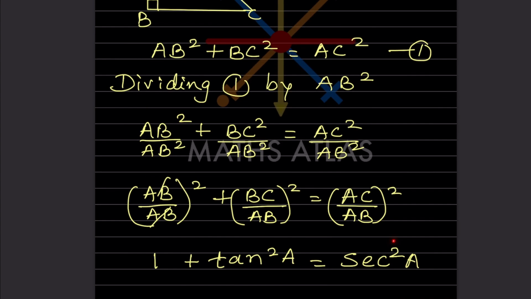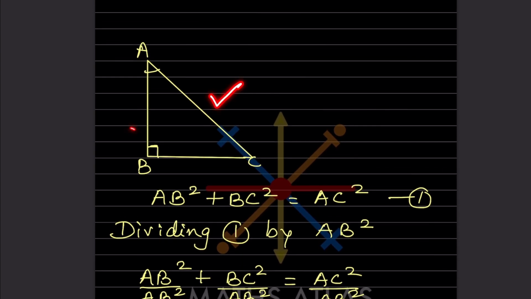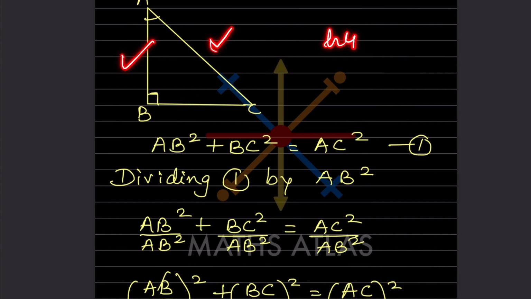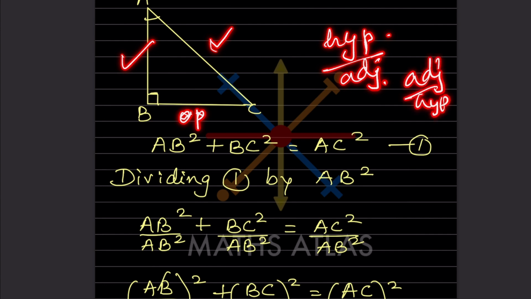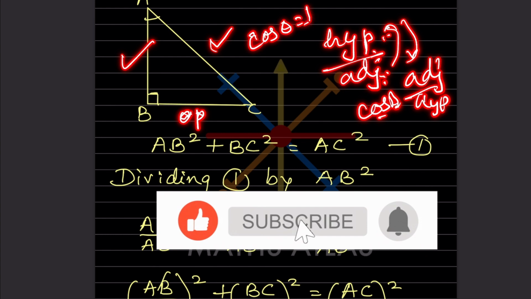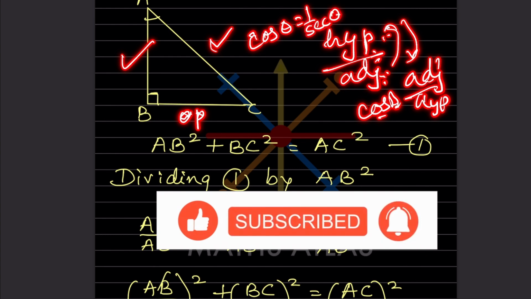And AC by AB. So this is the hypotenuse by adjacent. Where do we get hypotenuse by adjacent? You know adjacent by hypotenuse is cos. So this is the inverse of cos, that is, you get hypotenuse by adjacent. So the cos theta is 1 by sec theta. So that is definitely going to be this one, the reciprocal.